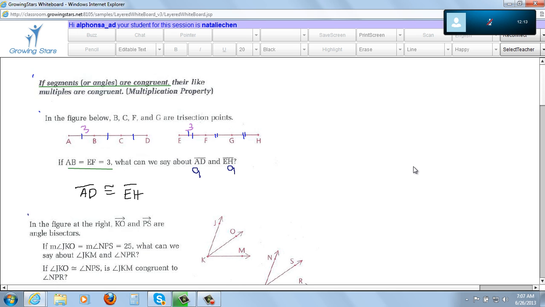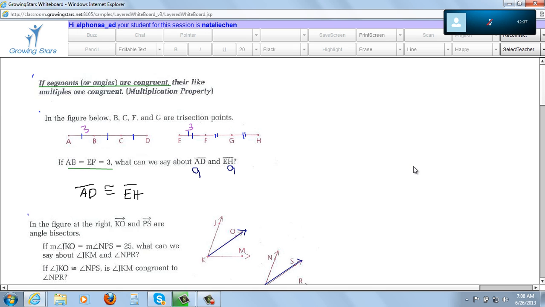Now the next pair in the figure, A and C. Ray KO and ray PS. Can you point them out? Ray KO and ray PS are angle bisectors. Okay, so let's make it clear that ray KO and ray PS are angle bisectors, and alternate interior angles will always be congruent.